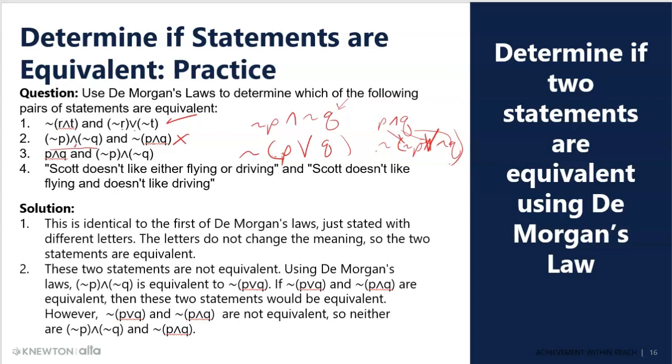Scott doesn't like either flying or driving. So Scott doesn't like flying, not P. Scott doesn't like driving, not Q. So Scott likes flying is P. Scott likes driving is Q. So I write that. And Scott doesn't like flying and doesn't like driving. Doesn't like flying and doesn't like, sorry, this was or. This first one is an or. They're definitely not the same. You can't just switch that, okay? So these are not equivalent either, I believe, is what they'll tell us.